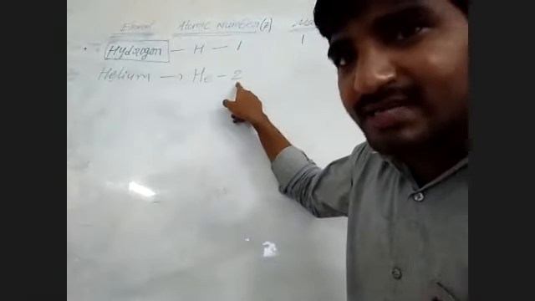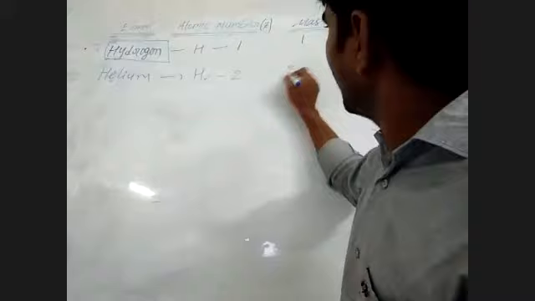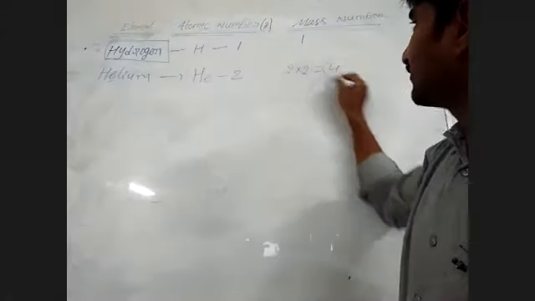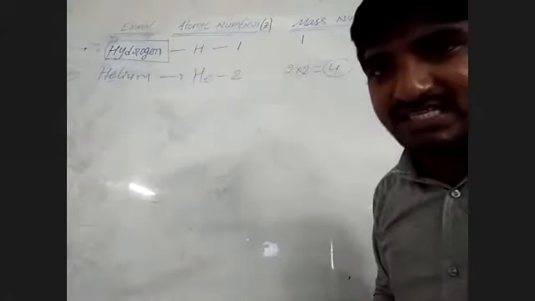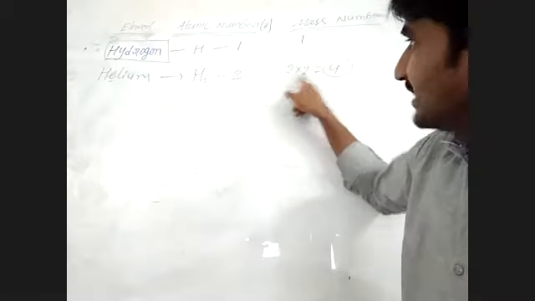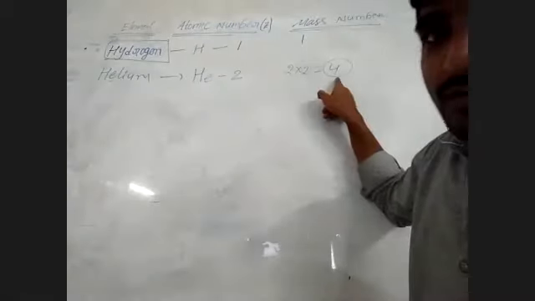Now helium's atomic number is 2. What is the mass number? If the atomic number is even, multiply by 2. So 2 into 2 equals 4. What is the mass number of helium? 4 only. Please remember, the mass number of helium is 4. Do you understand? So helium has atomic number 2 and mass number 4.